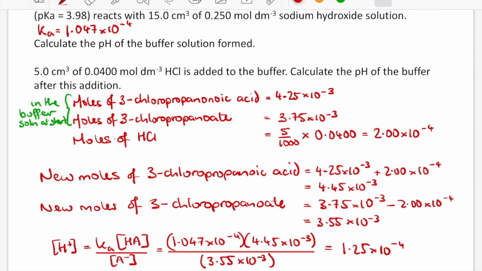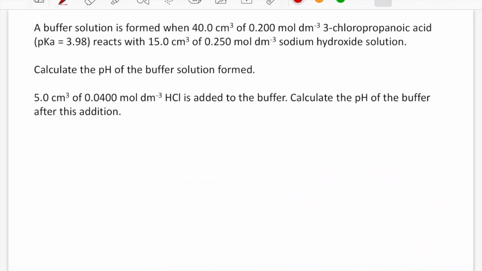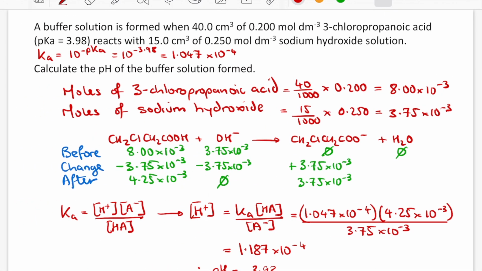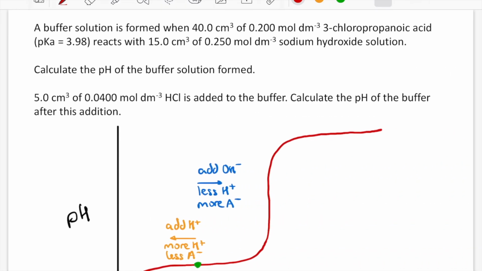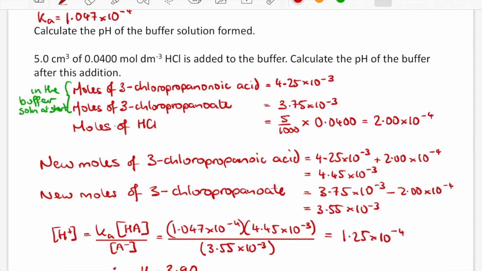It is 3.90. So we added 5 centimeters cubed of HCl, and our pH has changed by 0.03. So you can see how it has changed. The pH has decreased, which we would expect by adding an acid, but that change is very small. So that's how we can describe it as resisting the change in pH.